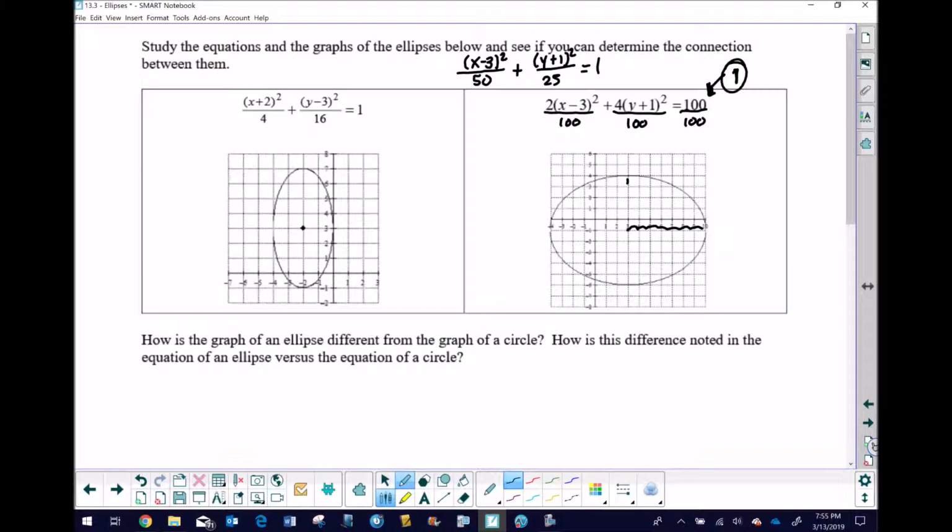But rest assured that the length of that half side of that major axis is going to be the square root of 50. So I think that's kind of going to get the ball rolling a little bit so that we can do some of these exercises.